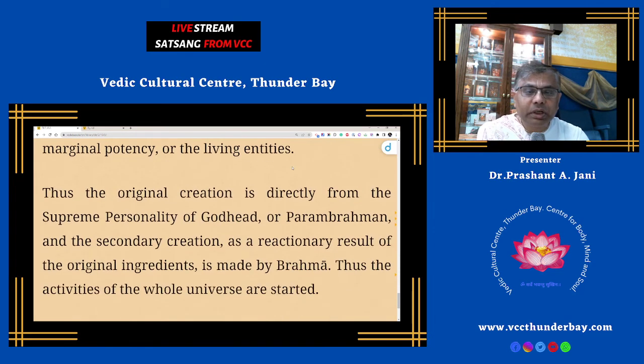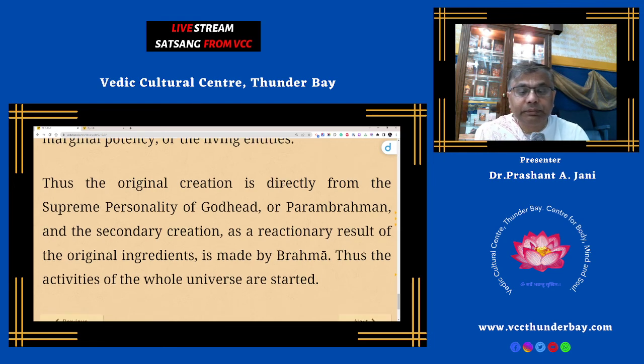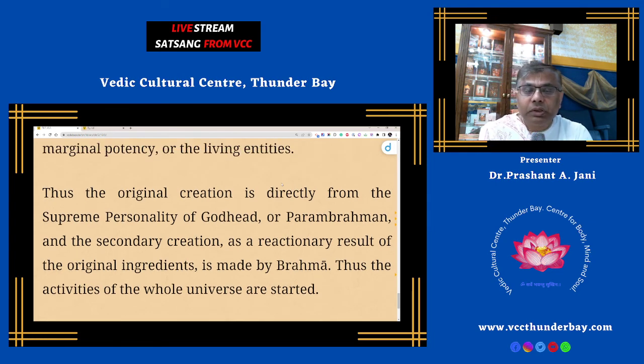Thus, the original creation is directly from the Supreme Personality of Godhead or Parabrahma, and the secondary creation, as a reactionary result of the original ingredients, is made by Brahma. So, sarga and visarga. Thus, the activities of the whole universe are started. So, in this way, first is sarga and then visarga. Further elements will be explained in the next shloka. We'll pause here for now.